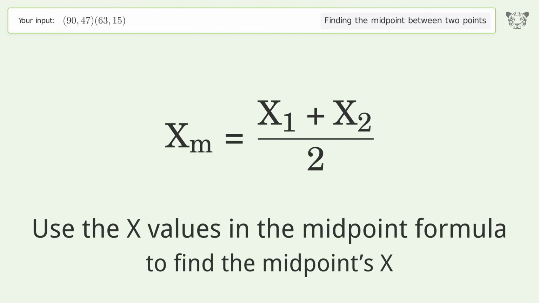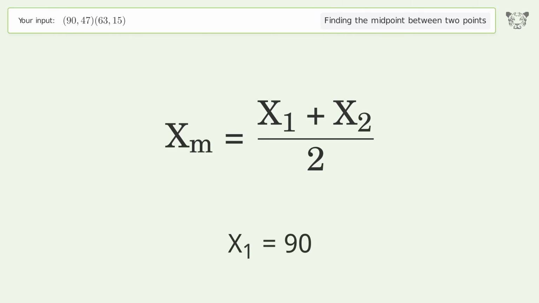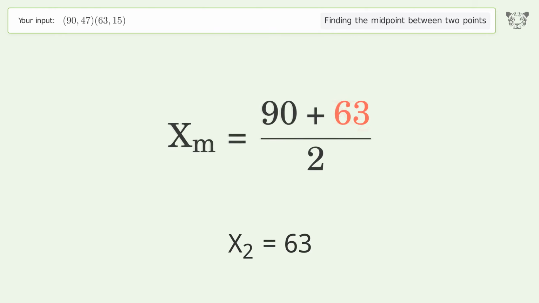Use the x values in the midpoint formula to find the midpoint's x. x1 equals 90. x2 equals 63. Simplify the arithmetic.